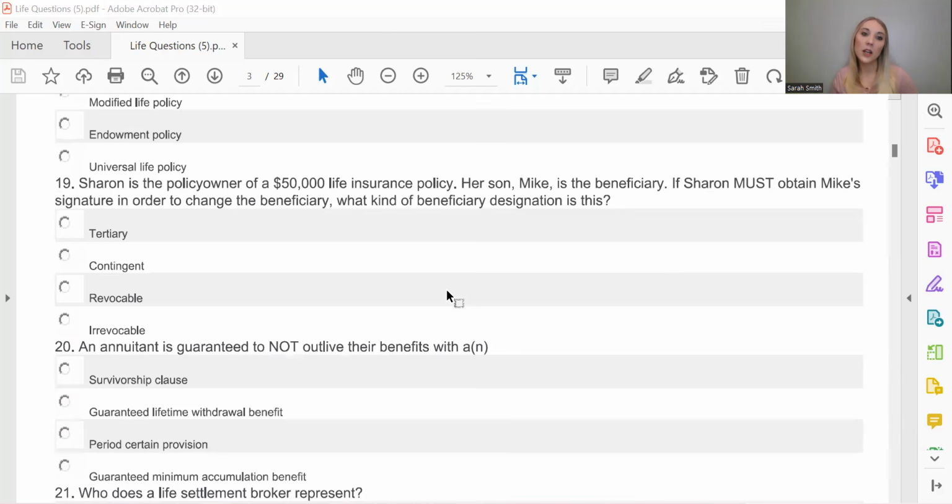Sharon is the policy owner of a $50,000 life insurance policy. Her son Mike is the beneficiary. If Sharon must obtain Mike's signature in order to change the beneficiary, what kind of beneficiary designation is this? Now we know if Sharon must obtain Mike's signature to change the beneficiary, it is an irrevocable beneficiary designation because she can't take it back without his permission.